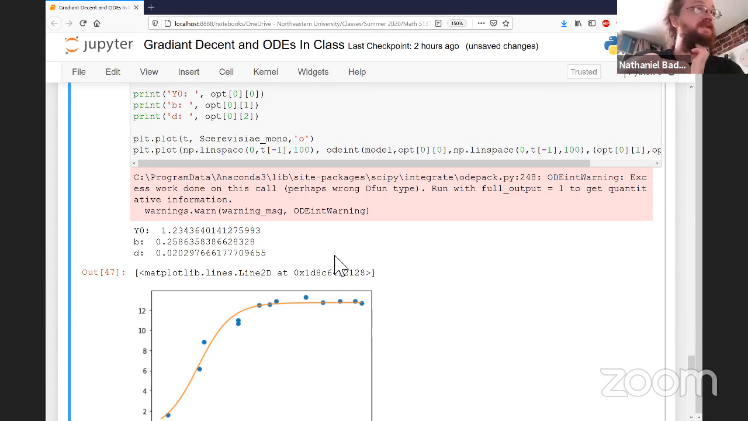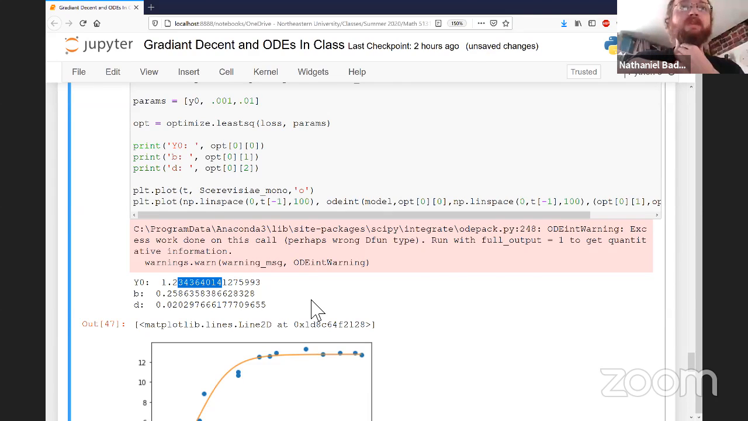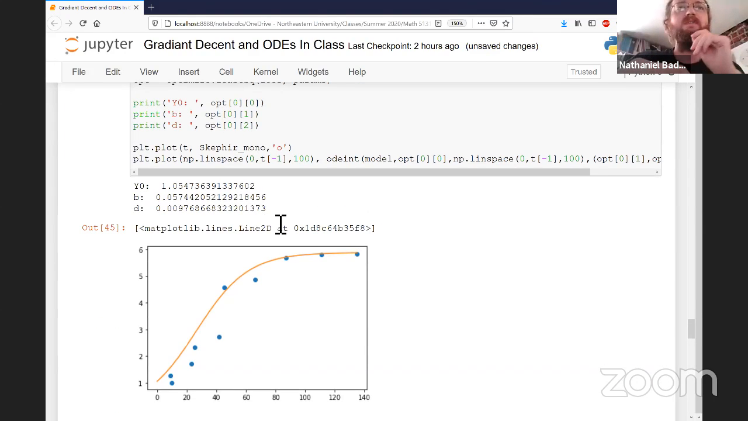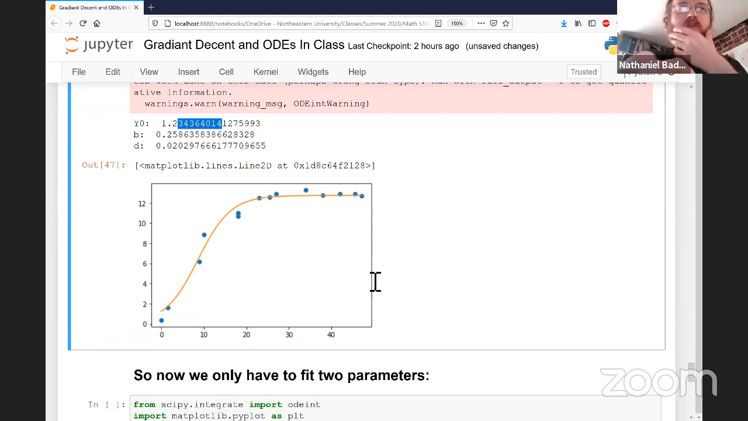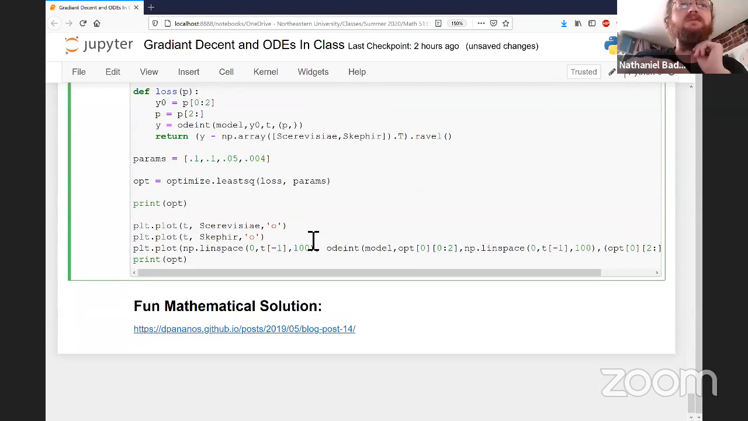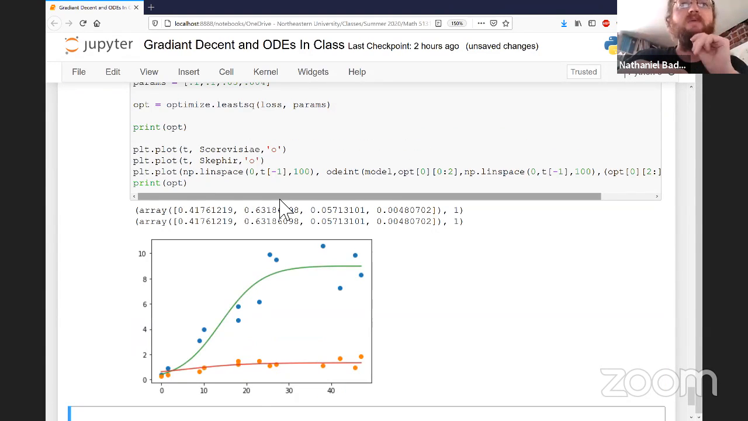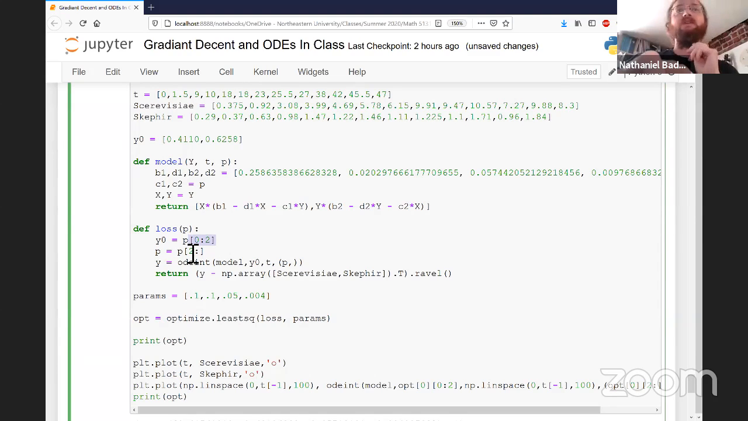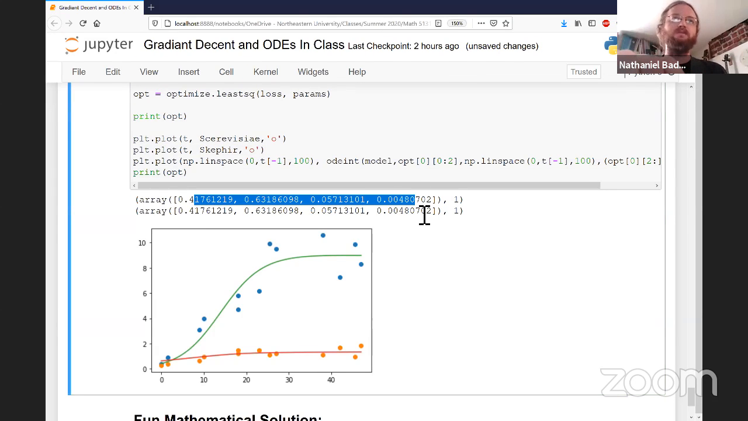And then we take these computed B and D values. We're not going to take the initial condition, of course, because these are two different experiments. We plug the B and D values back into our initial equation so that we only have to fit two parameter values now. So we've got B and D fixed, and we're going to let it pick the initial conditions as well. And here we finally get something reasonable looking.